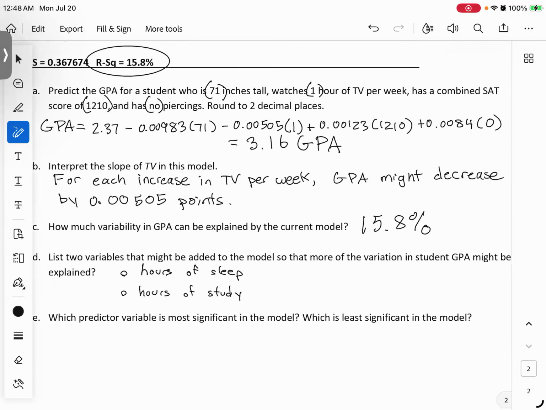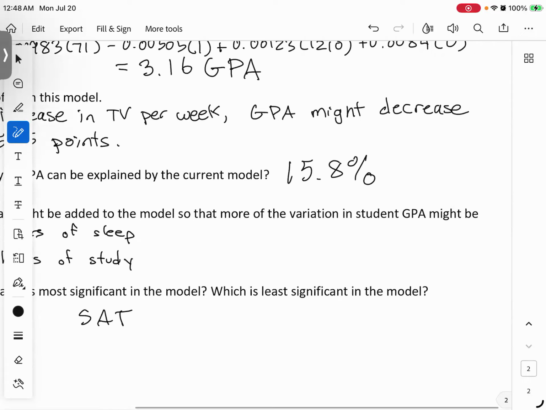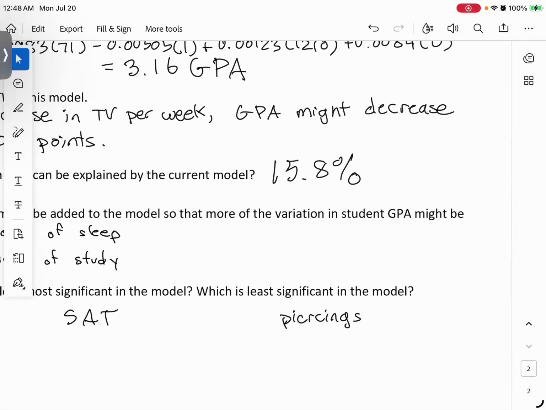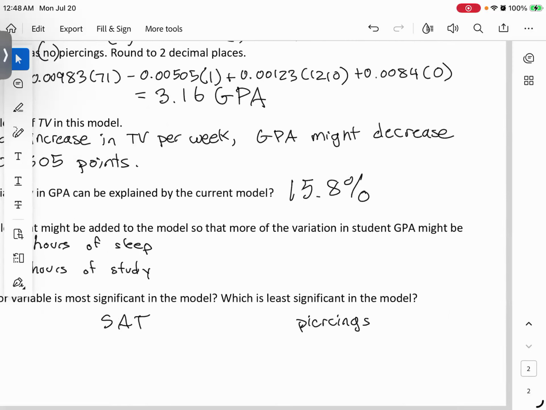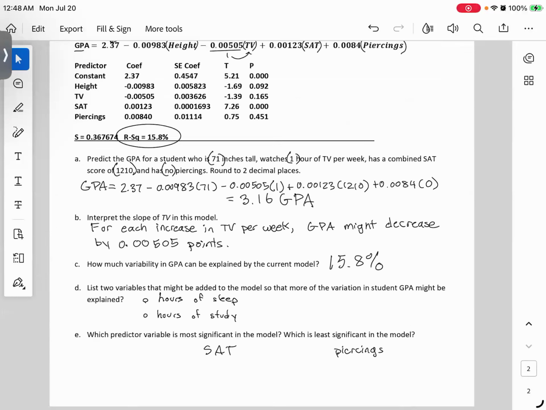And then the last thing we're going to do here is, of the four variables, which is the most significant? That would be SAT. And if you want to put a little note, why? Because it has the smallest p value. Which one is least significant? That would be piercings. And if you want to put a little reason as to why, because it's got the largest p value. And again, it'd probably be the first thing that we get rid of and replace with something else.